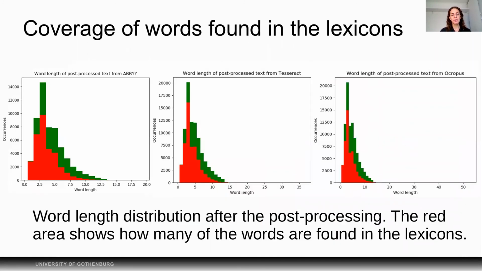A further analysis shows the system performs best on short words up to 4 characters. The majority of these words are misrecognized by Tesseract, but are also covered in our lexicons. The histogram in the middle shows the results from Tesseract, and the red area indicates how many are covered in the lexicons. And the majority of them are covered in the case of Tesseract.